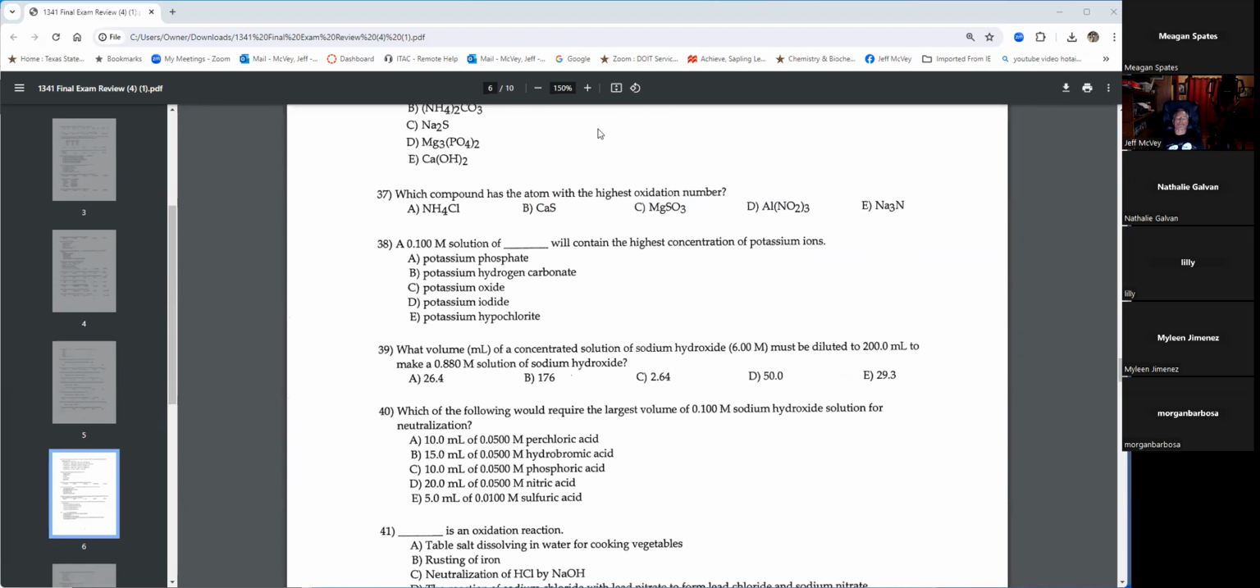Okay, this is a good one. We're going to do oxidation numbers. Okay, so we got NH4. So the way to do this, guys, is this.